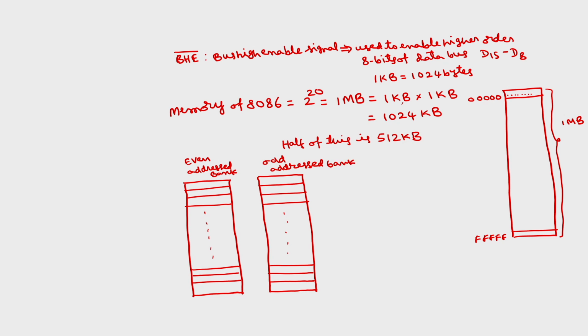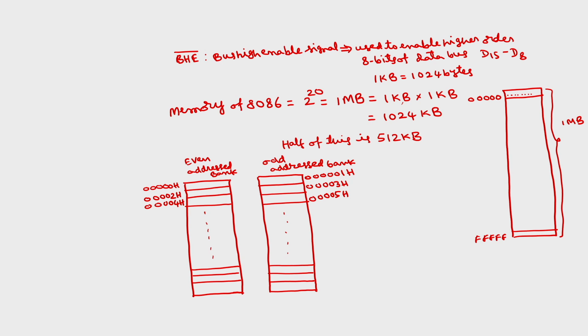So, what are the addresses? The starting address is 00000H. This is the starting address of the total 512 kilobytes of memory that will go to the even bank. The second location, which is 00001H, will go to the odd bank alternately, and then the next one will be 00002H, and here this will be 00003H. This will be 00004H, 00005H, and so on.